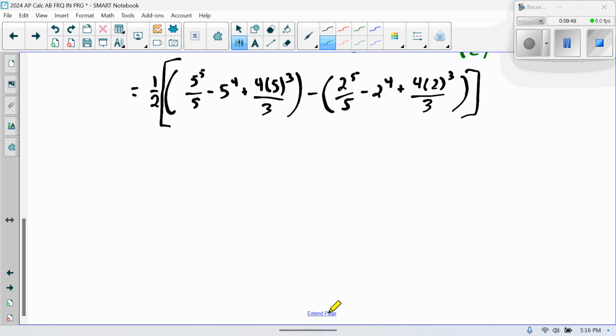So now we just got to do some simplification. One of these 5s, this is 5 to the 1, cancels one of these, and I just have 5 to the 4th. Look what happens. I have a positive 5 to the 4th minus 5 to the 4th. Boom.